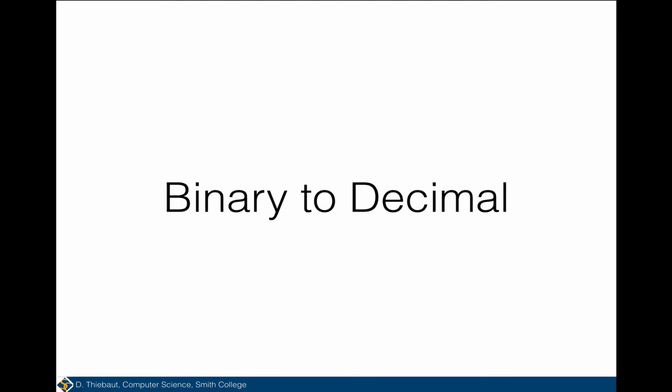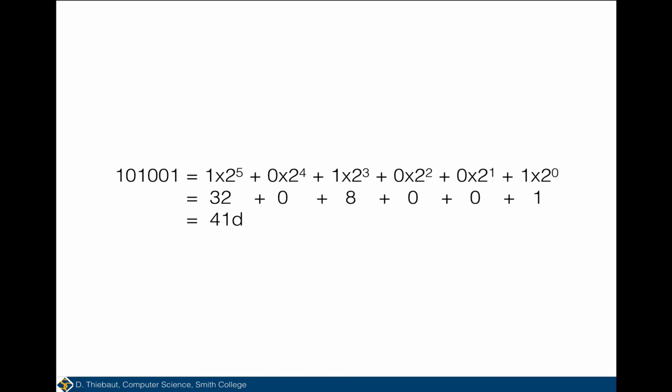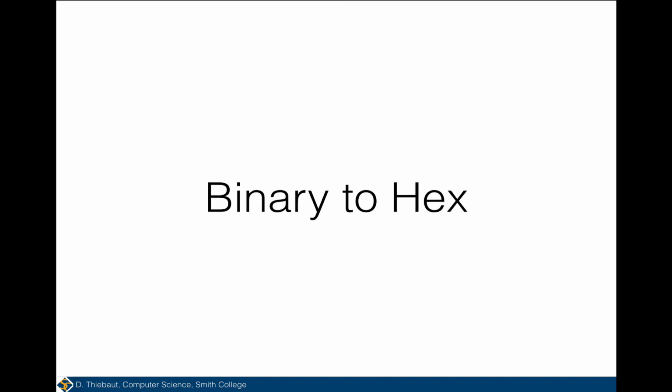All right, how do we go from binary to decimal? Super simple, we've done it. You just expand all the bits, you multiply each bit by the power of 2 that it's associated with. Okay, so we've seen that, and so I'm not going to spend any more time on that.